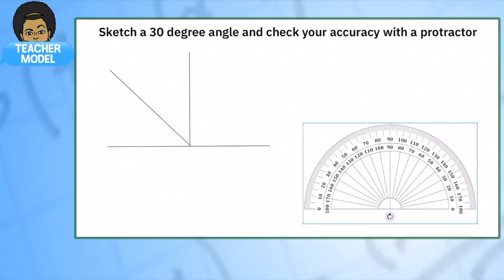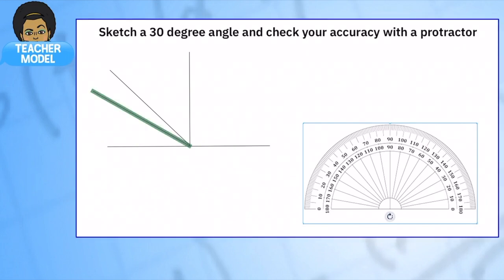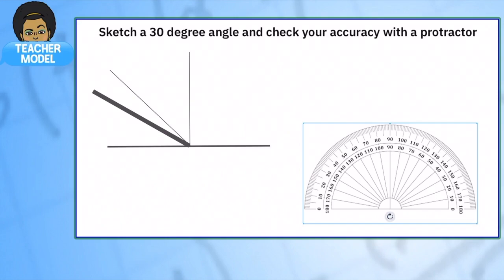And I want a 30-degree angle, which means it has to be somewhere between 0 and 45. So I'm going to decide, I'm going to use this blue line. And I'm going to guesstimate that this is my 30-degree angle. Let's make it a little thicker so you can really see it. Awesome. Let's make this line a little thicker. So we're going to make that guesstimate that this little angle all the way at the end is equal to 30 degrees.